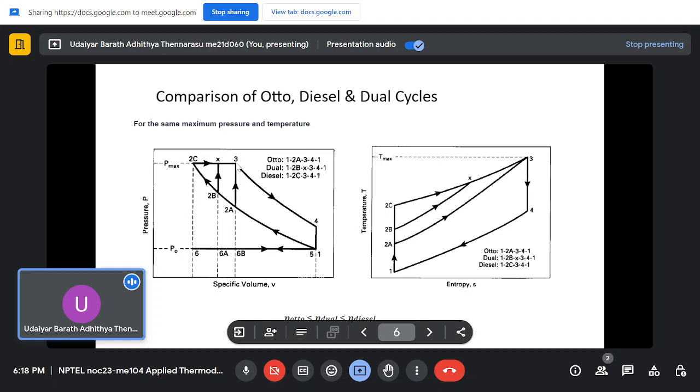And in case of the Otto cycle, it compresses till 2a, and then we do a constant volume heat addition to reach state P max 3, and then there is expansion. So if you see, similarly the opposite is true compared to the previous one. Here the diesel cycle is more efficient compared to the dual, and dual is more efficient compared to the Otto.